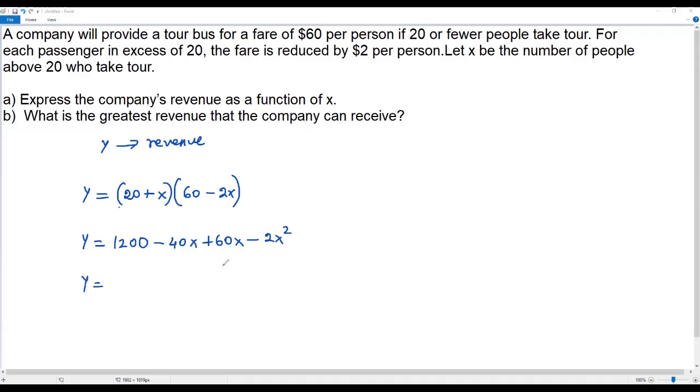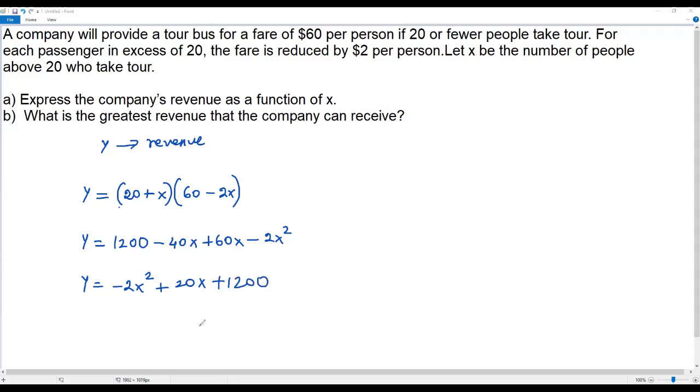Okay, y equals, we can write the term with the largest exponent first, negative 2x squared. And then we can write the next smaller exponent, that is x. When I combine these two terms, because both terms contain x, negative 40x and positive 60x, it will become positive 20x. At last, we have to write the constant term, so positive 1200.